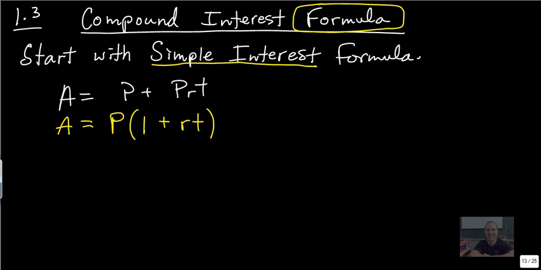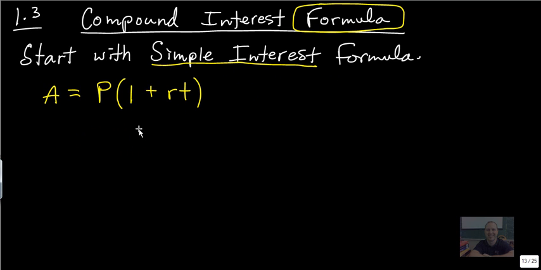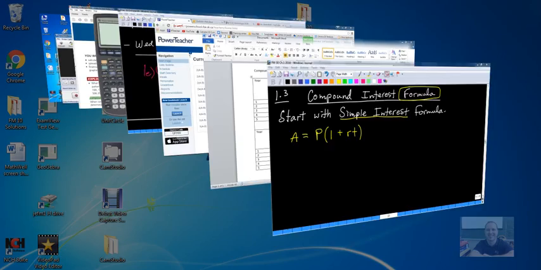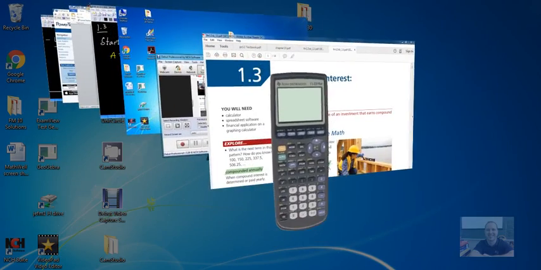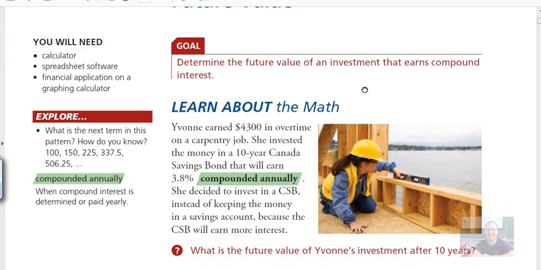Okay? So I'm just going to get rid of this one for now. We're not going to use that one. Keep that in your notes there. But I'm just going to slide this up, and we're going to take a look at this formula. Now in your textbook, you should be open to 1.3, which it is here. Let's look together at this first example under the Learn About the Math.